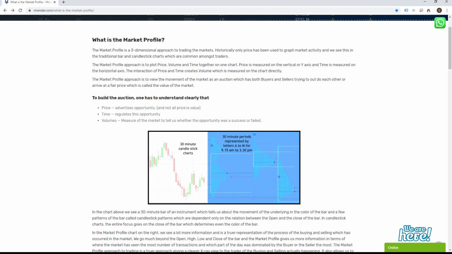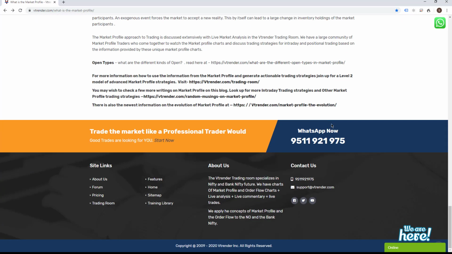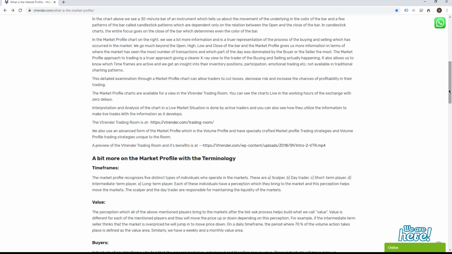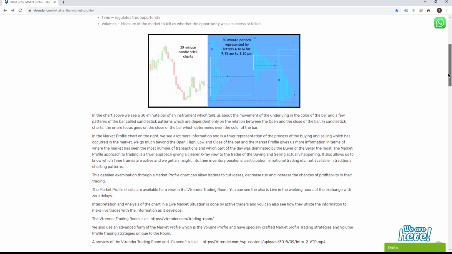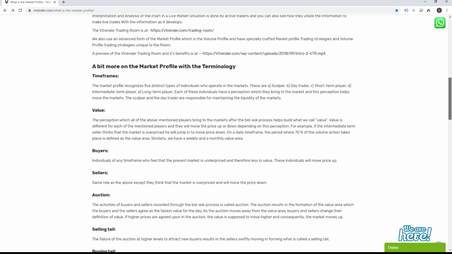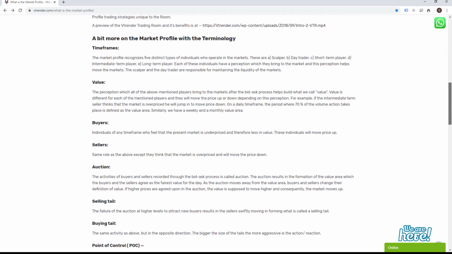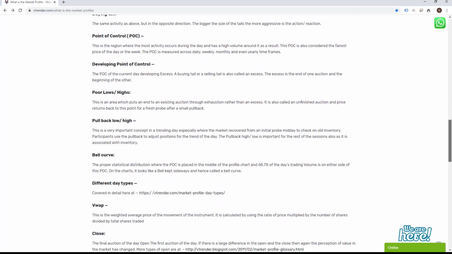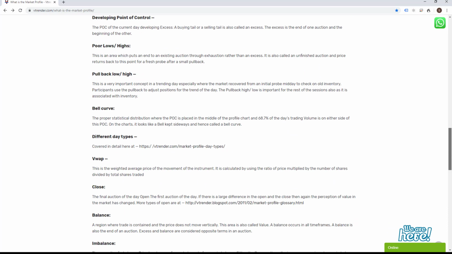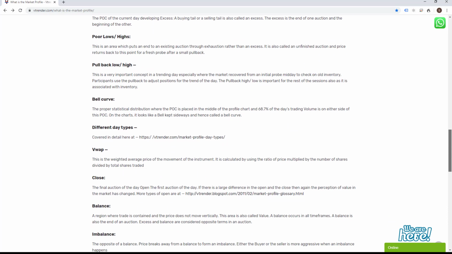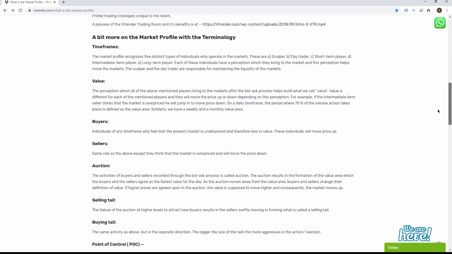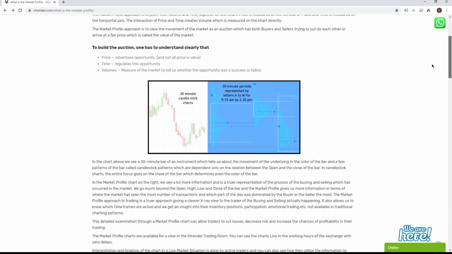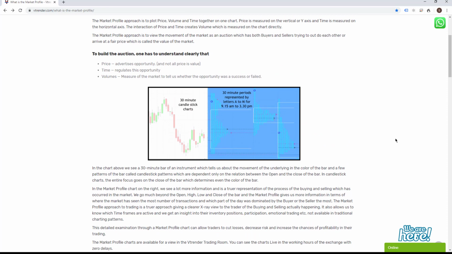So there is a small introduction which we've done on the essence of a market profile chart, and you can find it at this link at VTrender. Just Google VTrender, what is the market profile, and you'll come to this page where we talk about certain concepts which are used in a market profile chart. So you'll come across words like value, auction, buying tails, selling tails, point of control, developing point of control, poor lows, poor highs. These are all essential in the study of market profile, and you can get them all at this one site, what is the market profile.